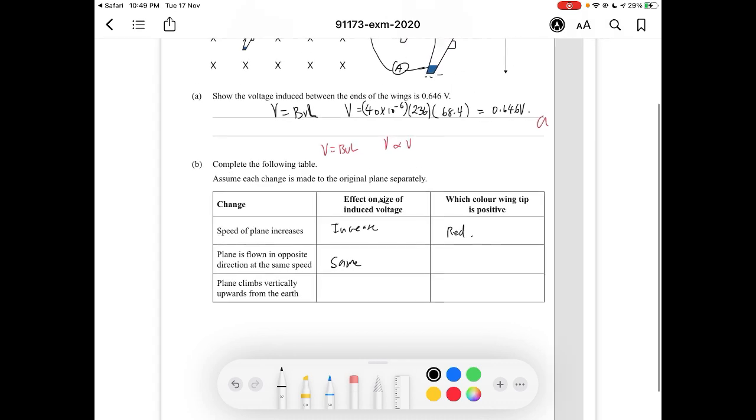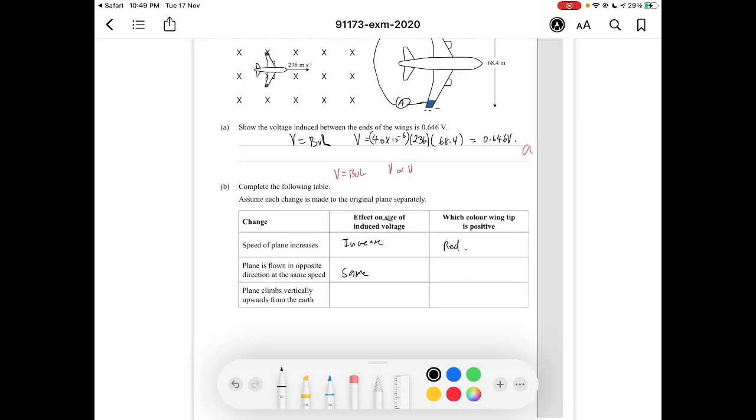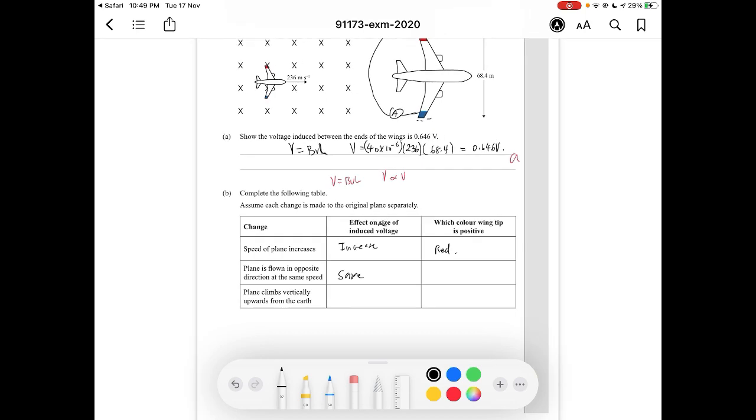Which color wingtip is positive? Okay, so I've had a couple of students argue with me about this question, saying it's very poorly worded, which I do agree. Because flown in the opposite direction, that could mean that the plane is just flying backwards with its tip facing this way, so it's just going directly backwards. And in that case, the blue tip is going to become positively charged and the red tip is going to become negatively charged. And you can use the backhand slap rule.